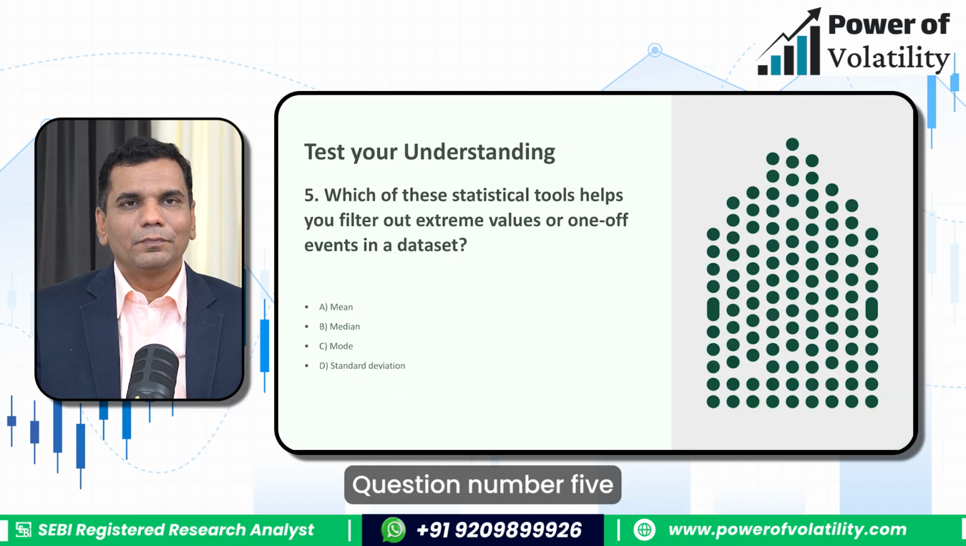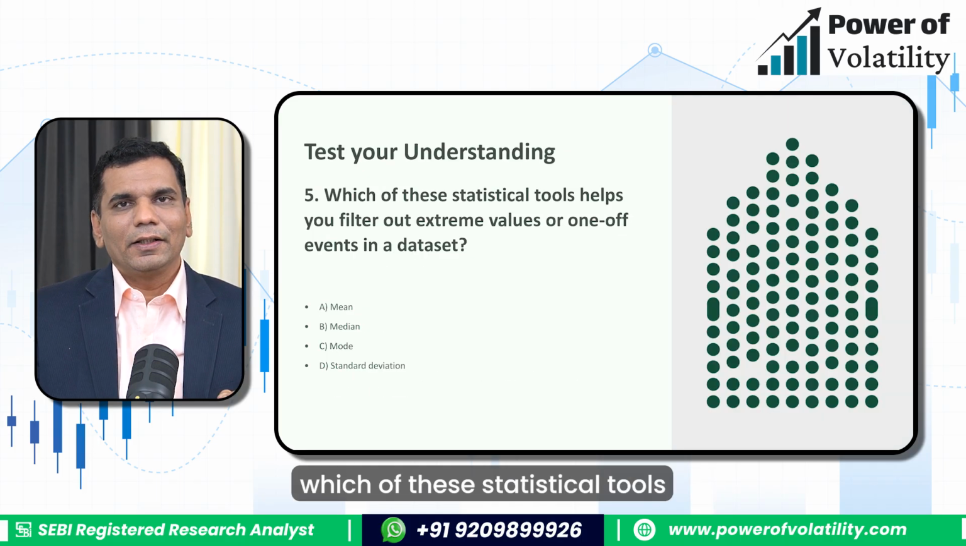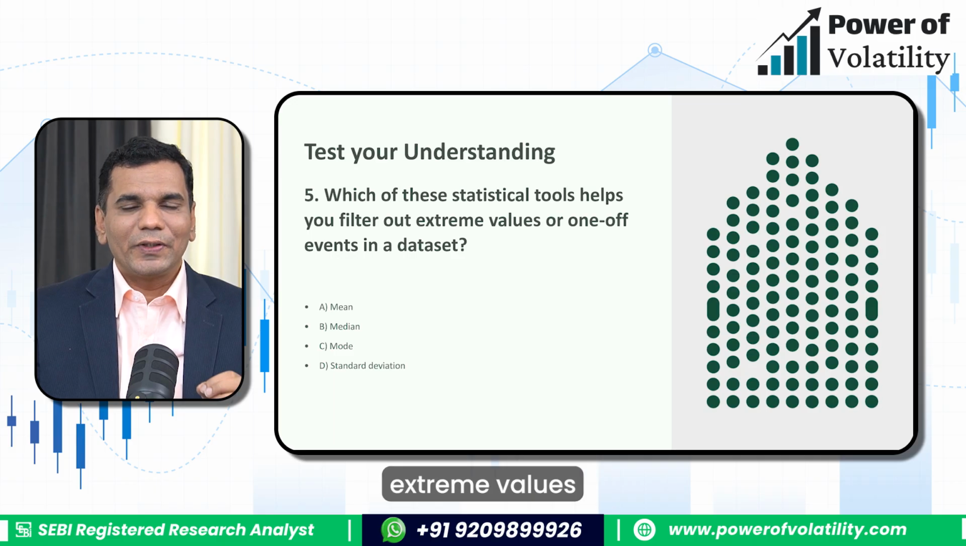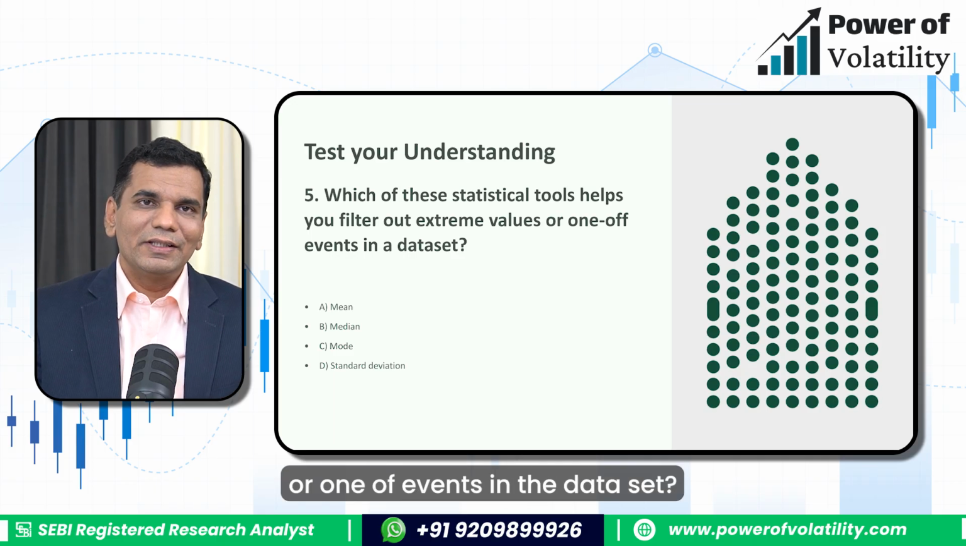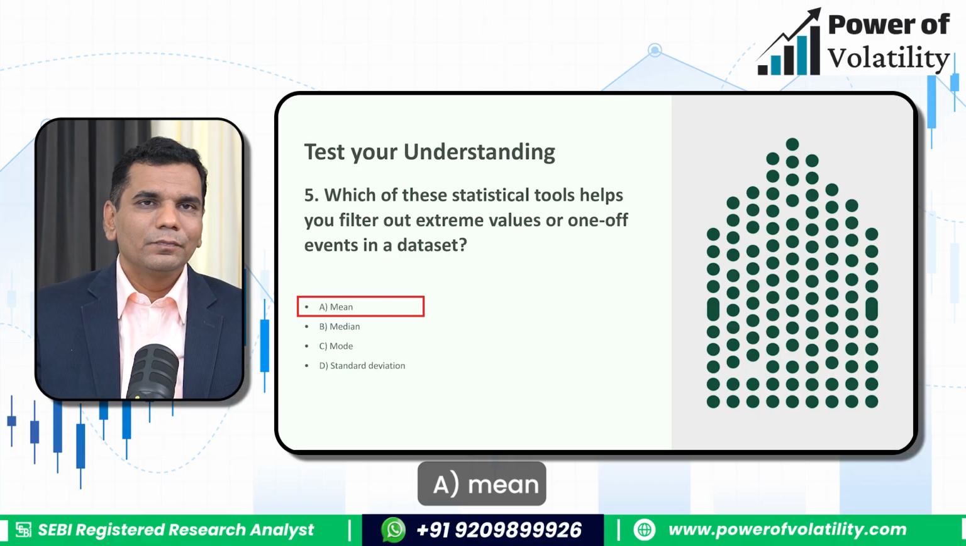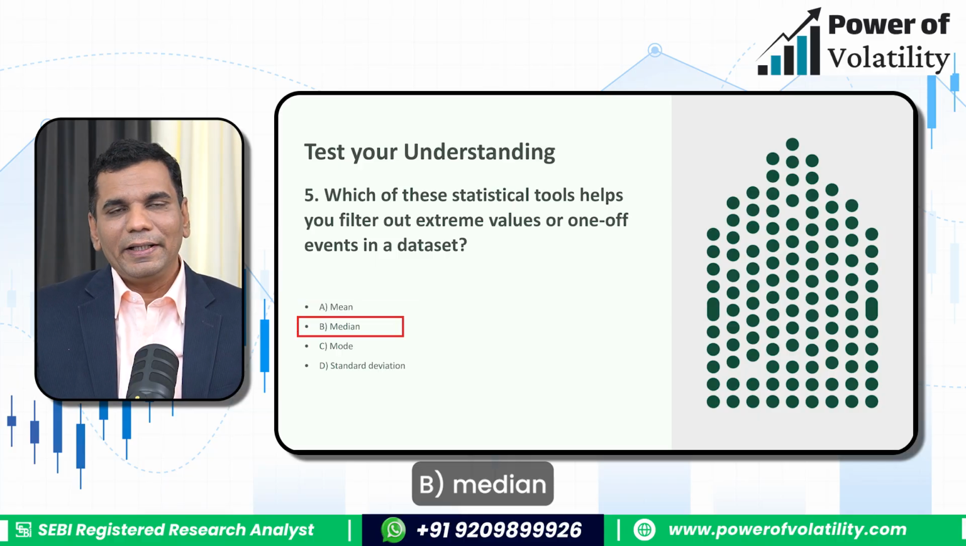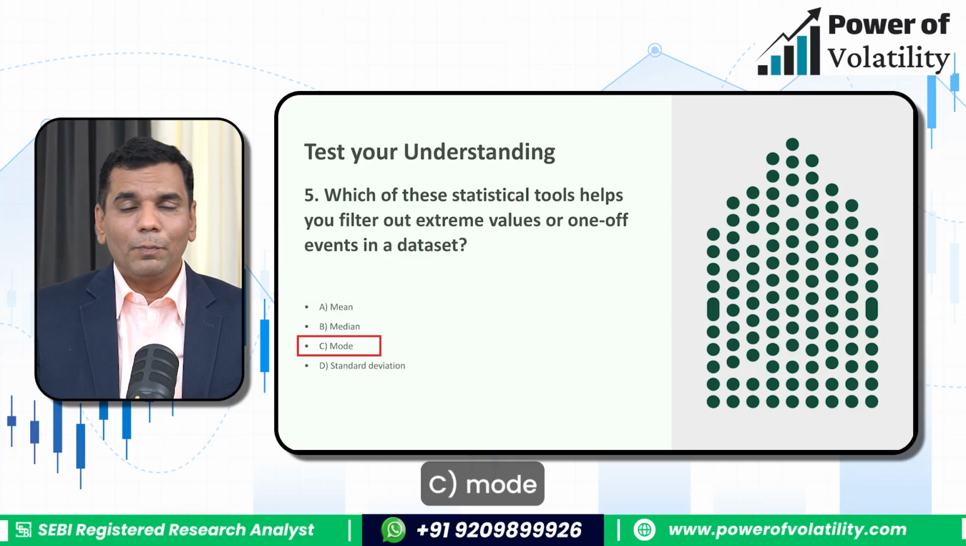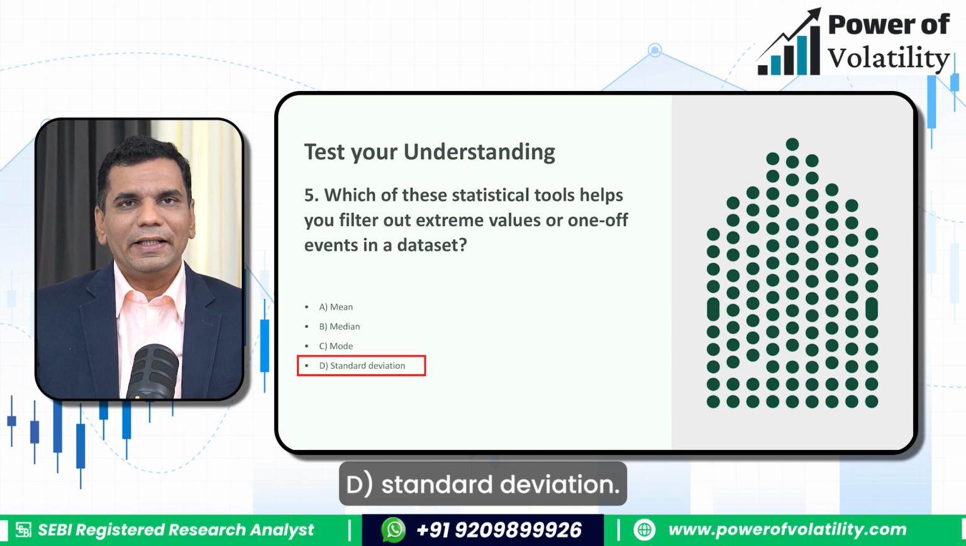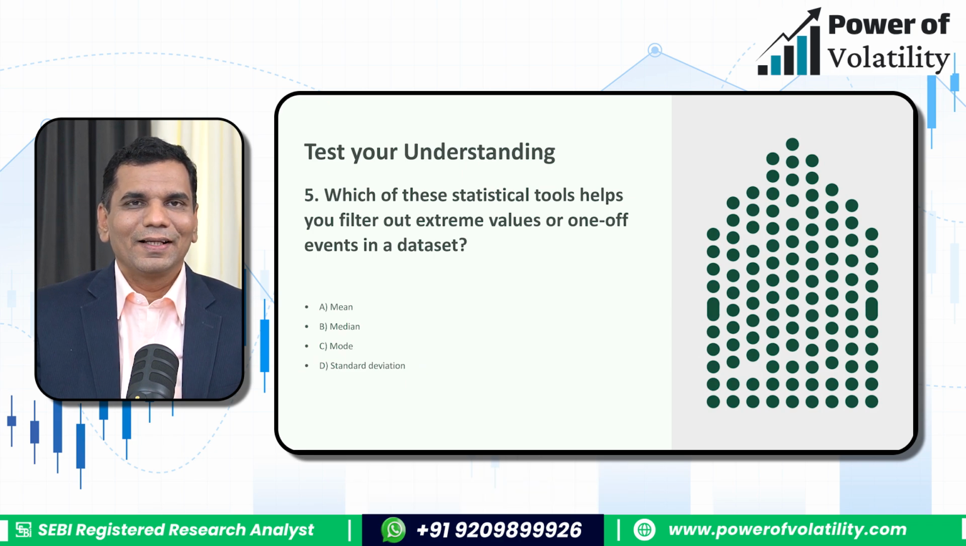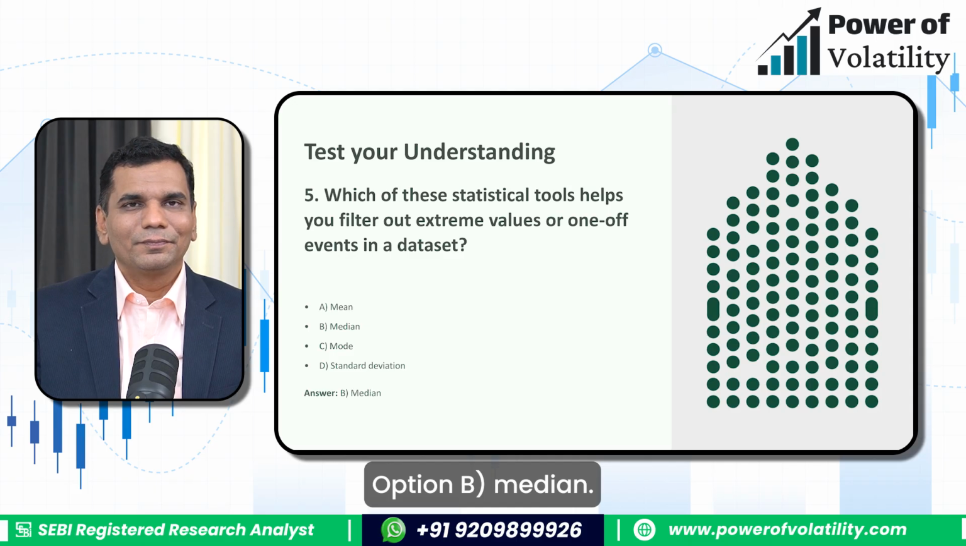Question number 5. Which of these statistical tools help you to filter out extreme values or one-off events in the dataset? Is it A, mean? Is it B, median? Is it C, mode? Or is it D, standard deviation? The answer is option B, median.